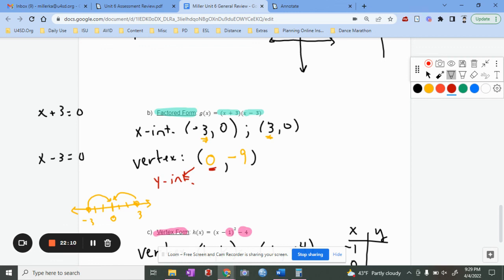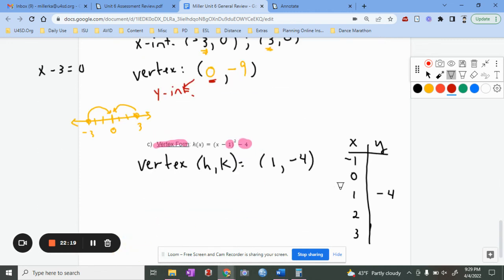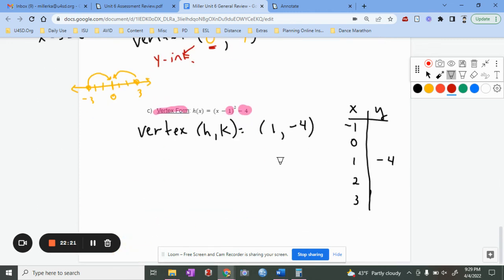So our factored form helps us get all three in a somewhat okay fashion. Standard form gives us that y-intercept right away, and vertex form gives us our vertex right away. And then we could push to find our x-intercepts.